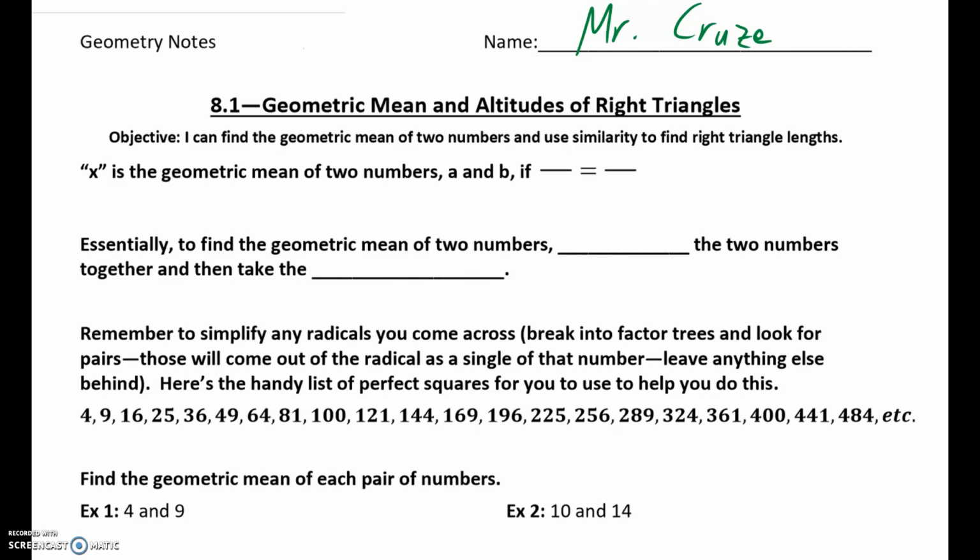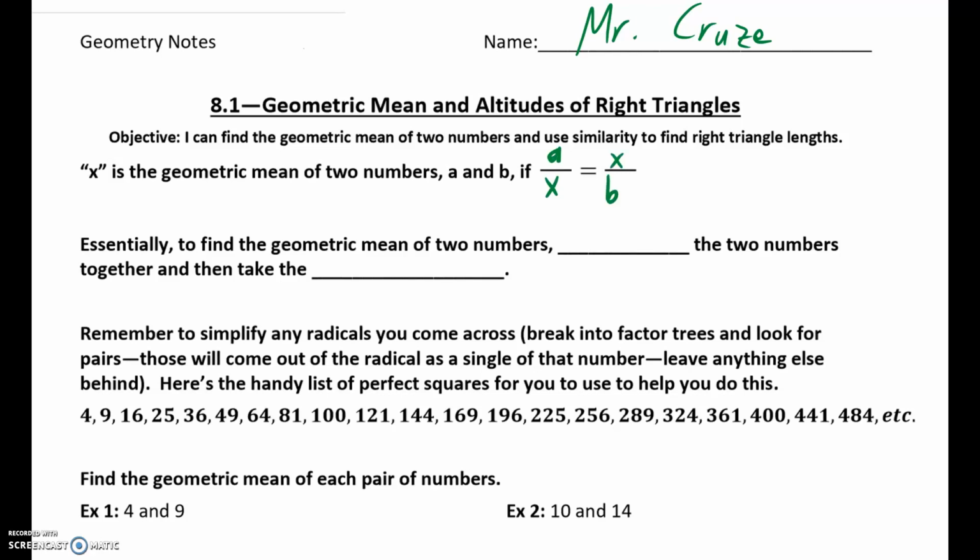You guys probably are familiar with the arithmetic mean, where if you have 5 numbers, you add them together and you divide by 5 to find it. Well, the geometric mean is a similar concept. It's not as commonly used as the arithmetic mean. But here's what it is. We would say x is the geometric mean of two numbers a and b if the following is true: if a over x equals x over b.